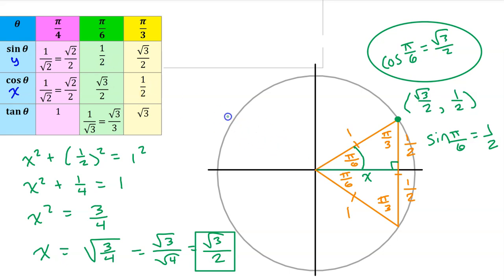In another video, I will show you where the pi over 4 values come from.